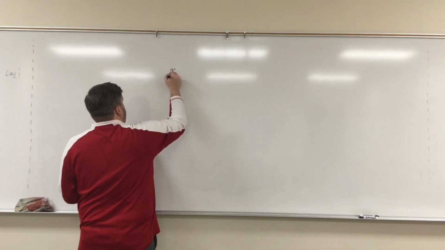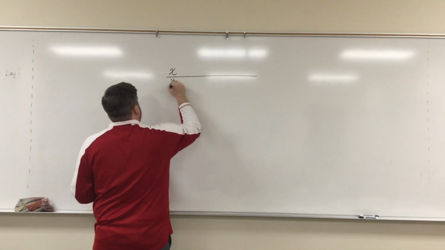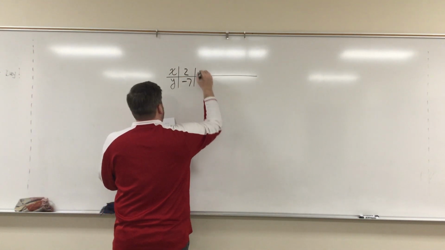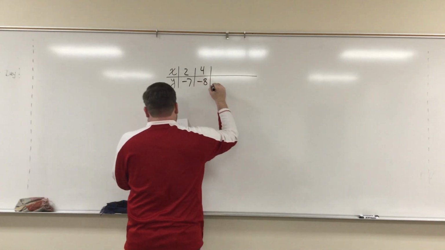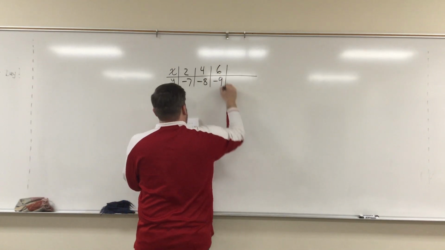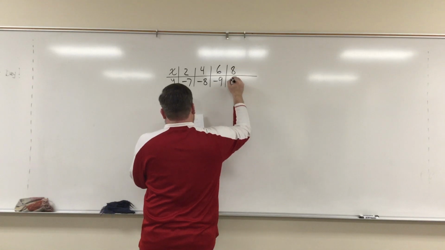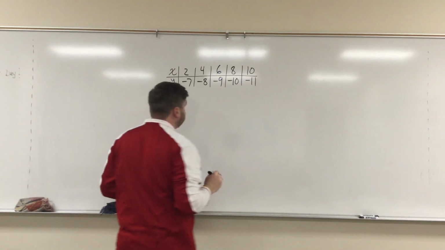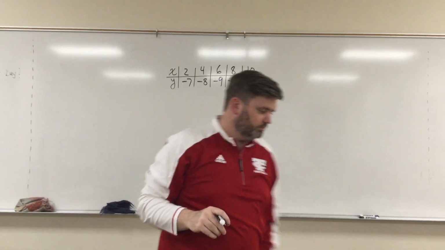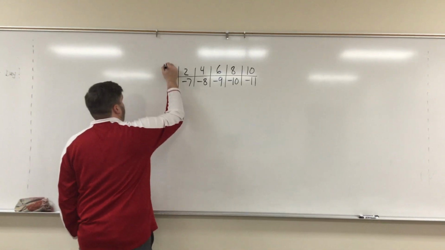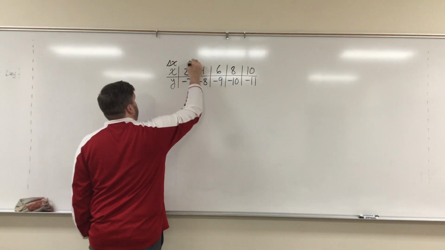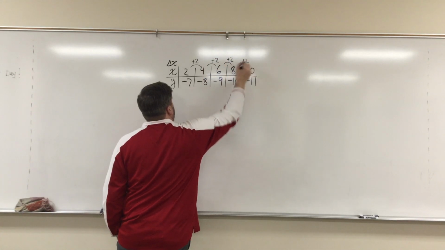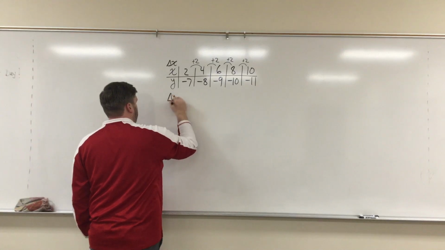All right, let's do another example here. We have 2, -7; 4, -8; 6, -9; 8, -10; and 10, -11. So let's first find our change in x. That's +2, +2, +2, +2. Let's find our change in y.